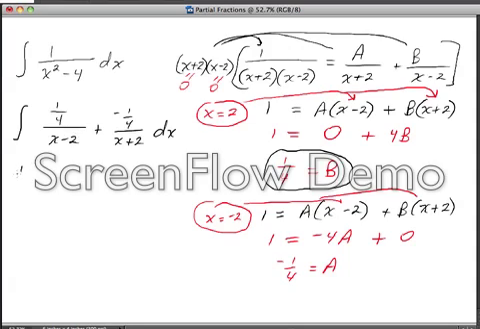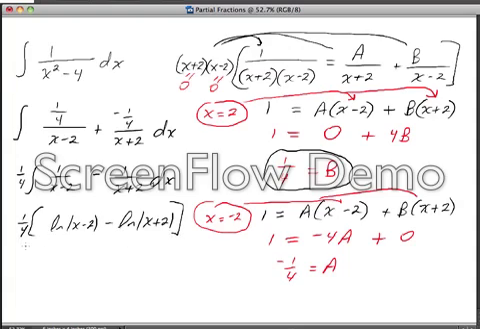Now I can factor a 1/4 out of both of these integrals, and that gives me 1 over x minus 2 minus 1 over x plus 2. These both fit into a formula, du over u. If the derivative of the bottom is the top, it's going to be the natural log of the bottom. Minus, here again, the derivative of the bottom is the top, so the integral is going to be the natural log of the bottom.